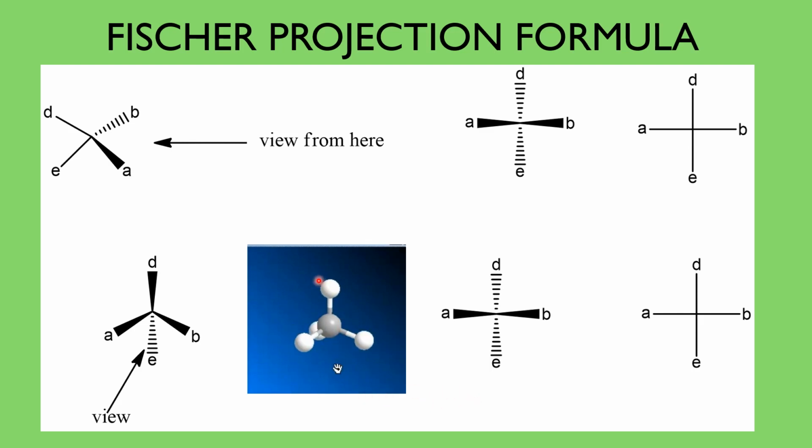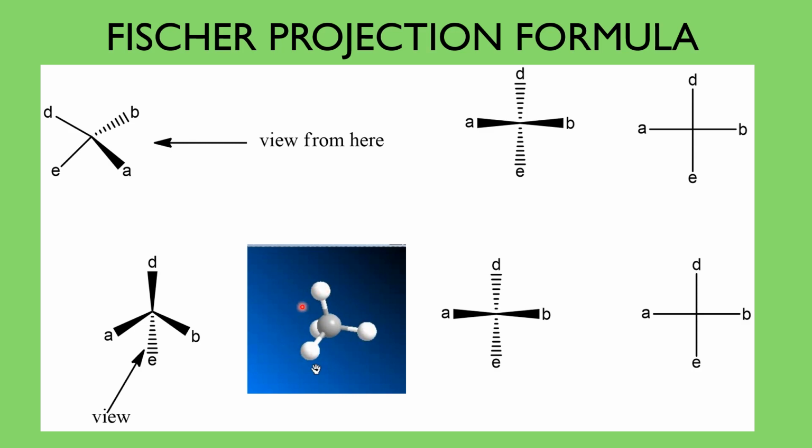So here we see the three groups coming towards us and one at the back side. A tetrahedral carbon with the four bonds can be viewed like this also. So now I am viewing the molecule from here. From this face I am viewing the molecule.